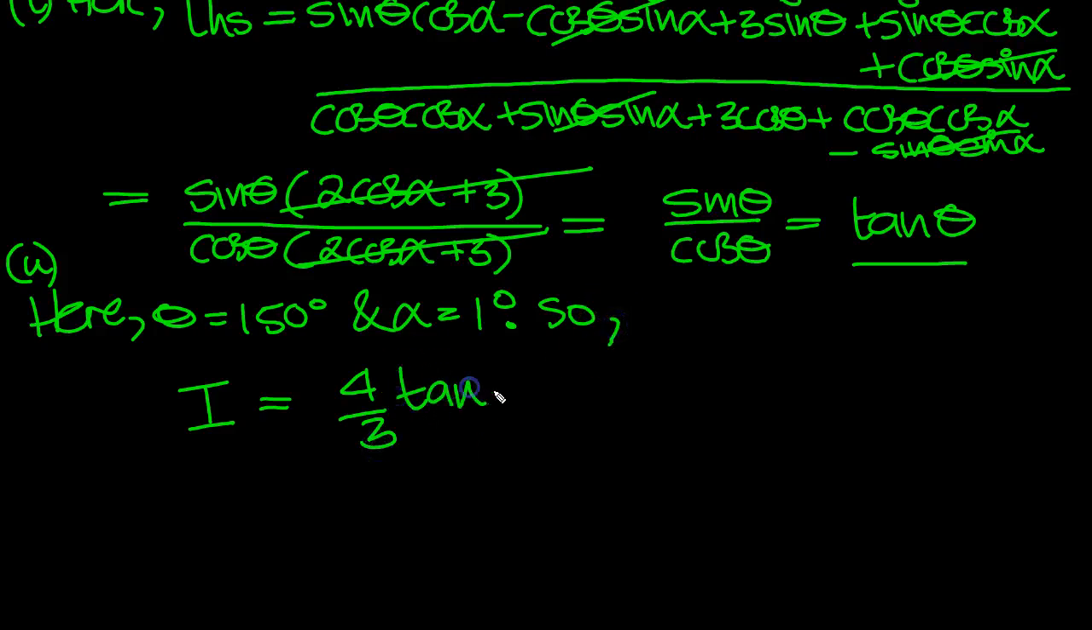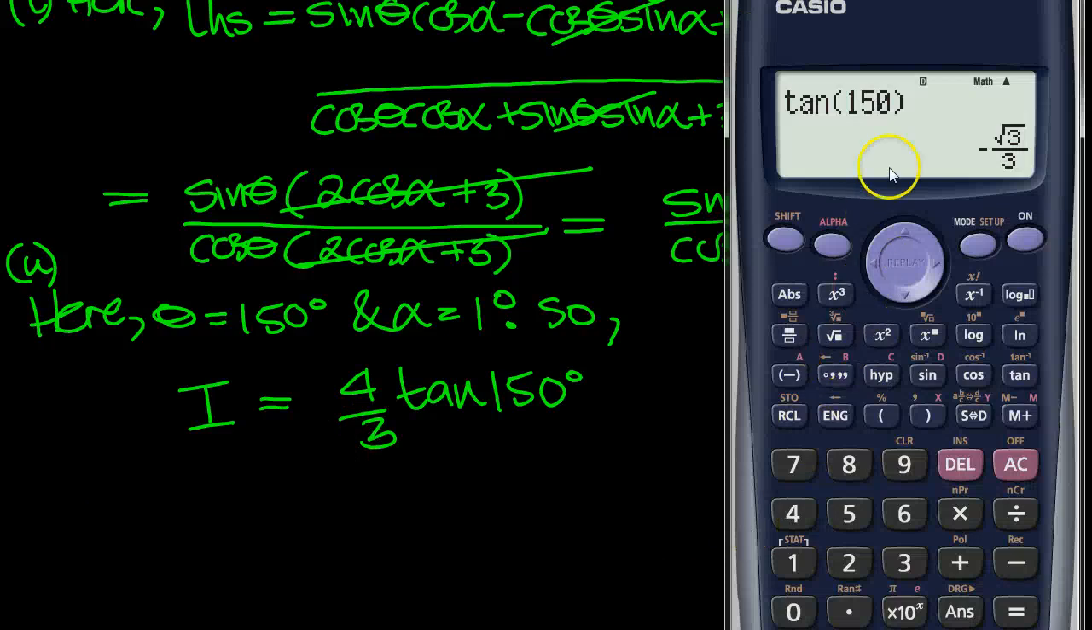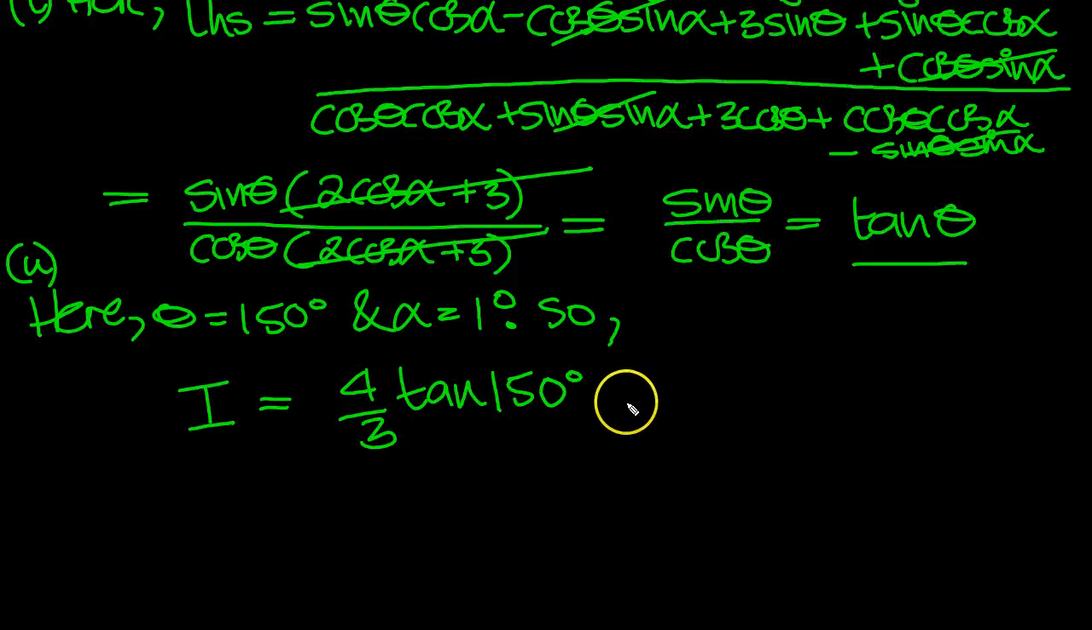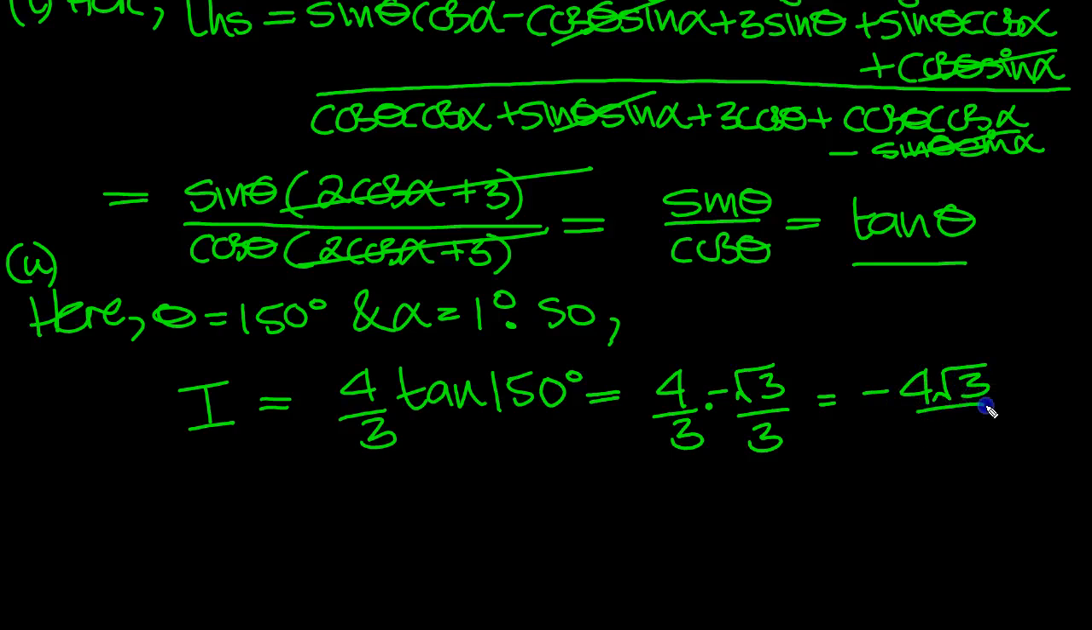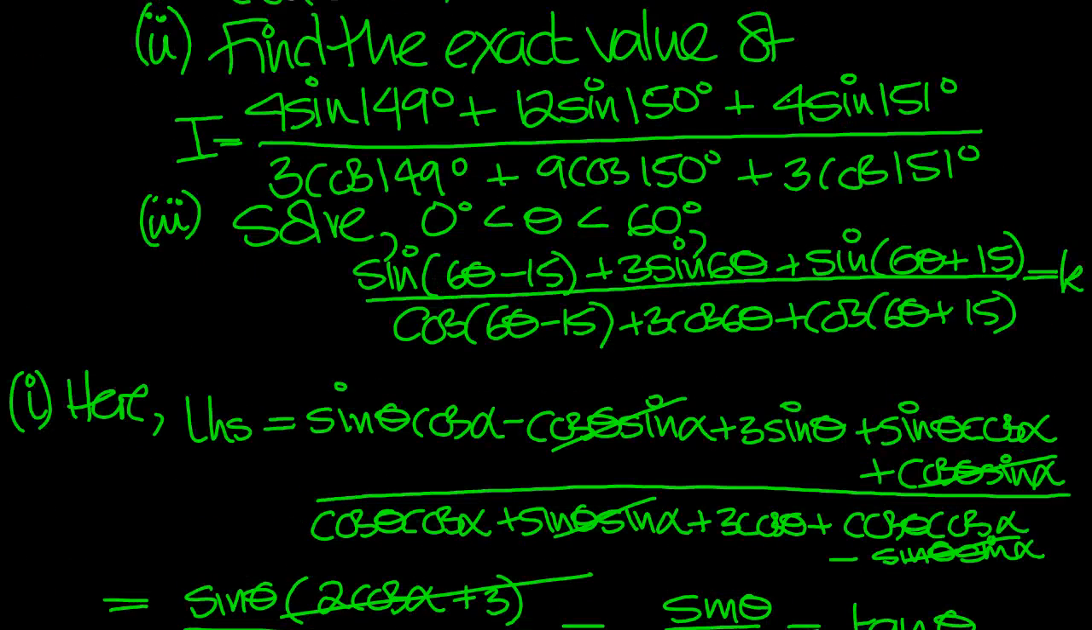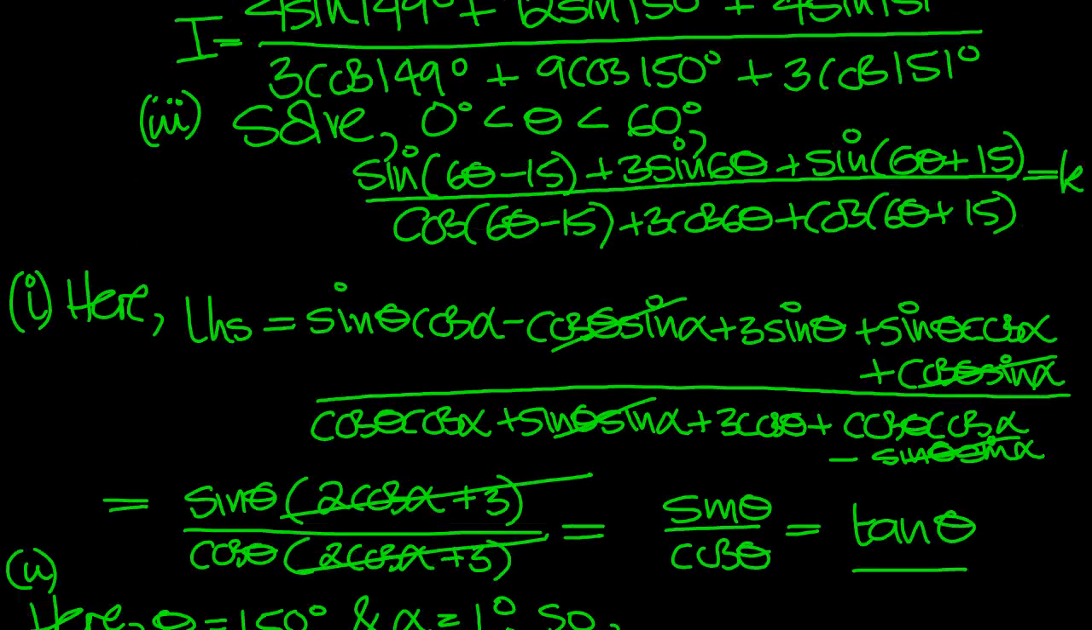Tan of 150 degrees. Now 150 degrees, we can tap it in the calculator. I've done it here. It's minus root 3 over 3. So it's equal to 4/3 times minus root 3 over 3, which equals minus 4 root 3 over 9. So that's what it equals when we work it out. So that's part 2.